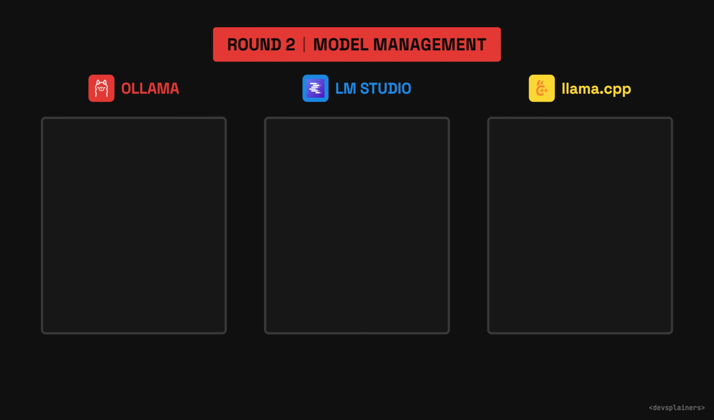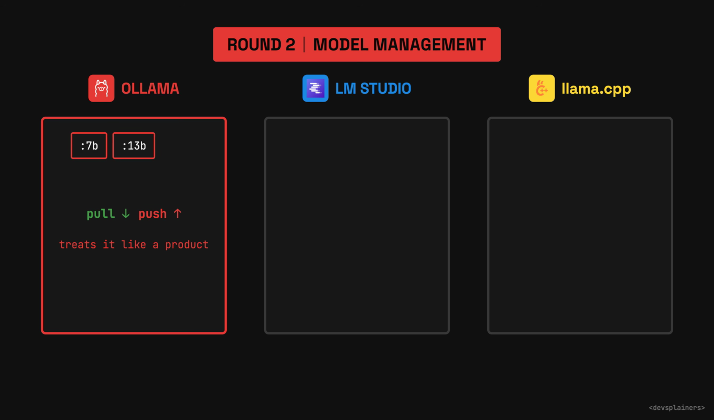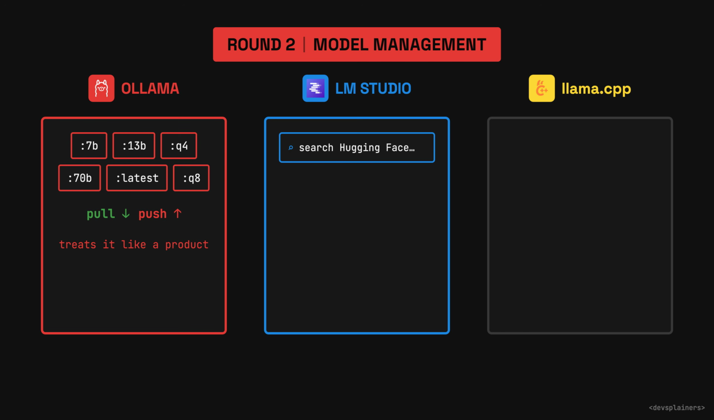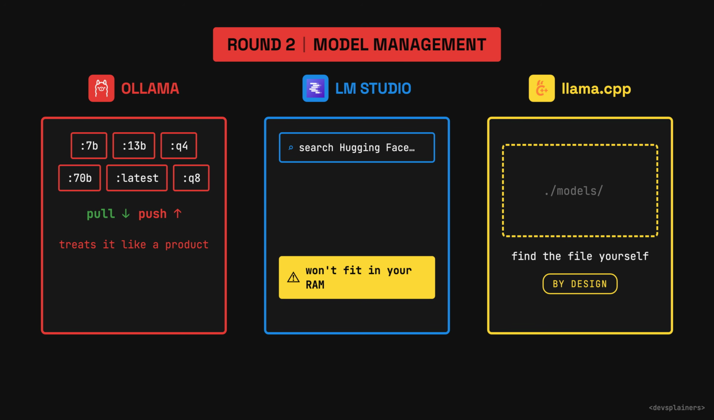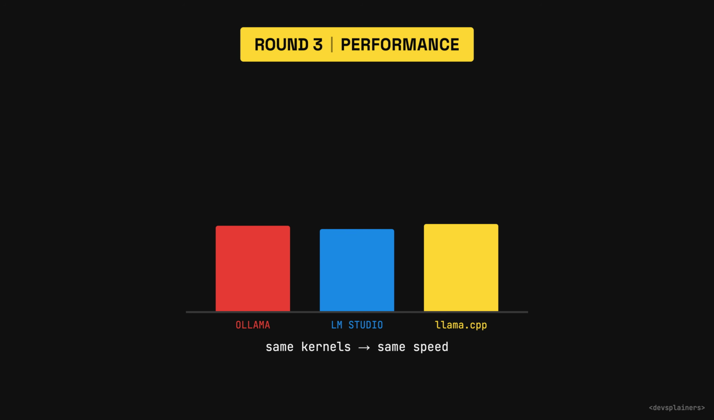Model management. Ollama treats this like a real product. A registry, Docker-style tags, pull and push, the founder's Docker background showing in every command. LM Studio plugs straight into Hugging Face inside the app, with little warnings like "this probably won't fit in your RAM." llama.cpp has no model manager. You go find the file yourself, by design. Performance. Here's the punchline.